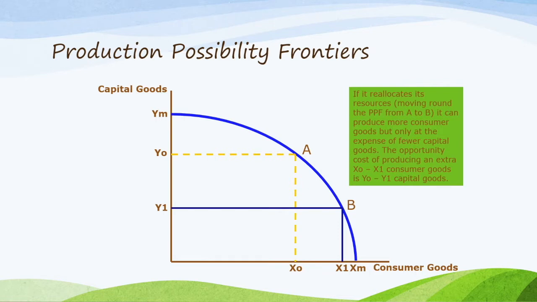And here we can see a decrease in capital goods from Y0 to Y1 in order to increase the production of consumer goods from X0 to X1.